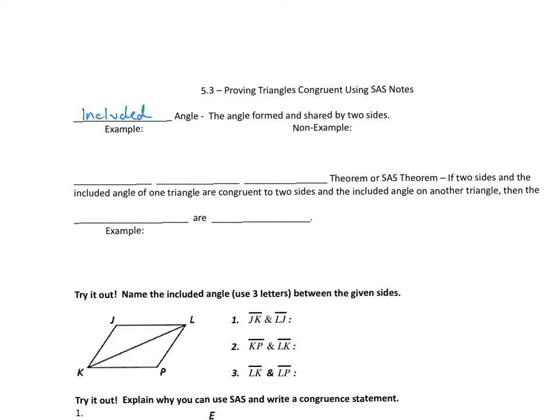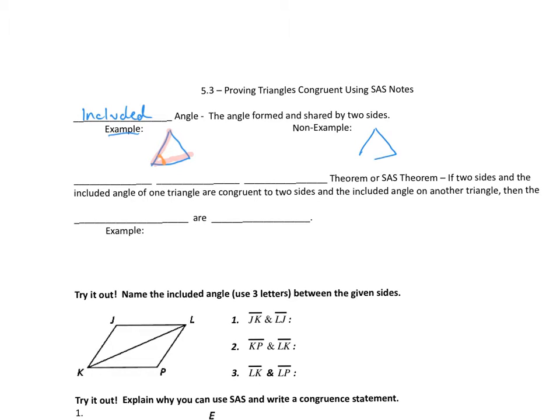And that is the included angle, which is the angle formed by two sides of a triangle. So if I were to draw a triangle, here is an example. Let's highlight two of the sides meeting together. The angle that the two sides make where they meet, this angle right here, is considered the included angle.